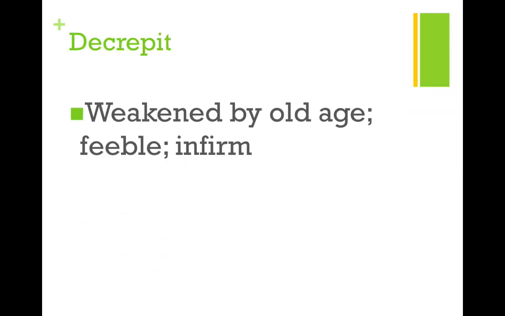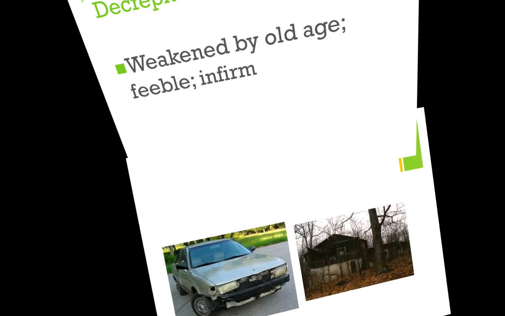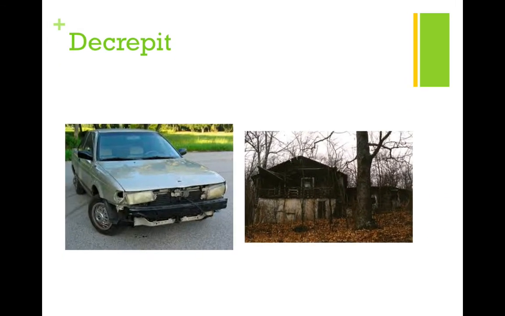Next word is decrepit. Decrepit means weakened by old age, feeble, or infirm. Couple of examples. Here's a decrepit car, and here's a decrepit house. So at some point, these were probably in pretty good shape, but over time, they became decrepit.